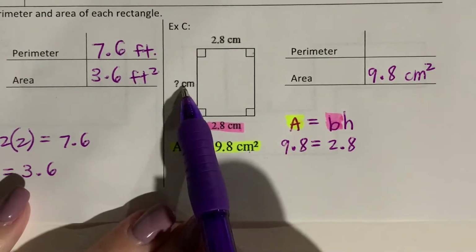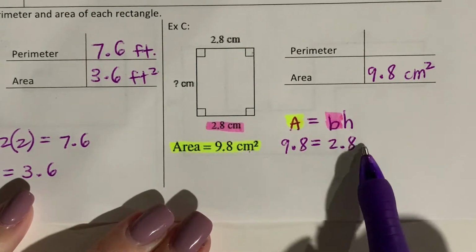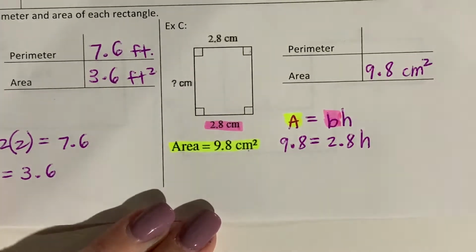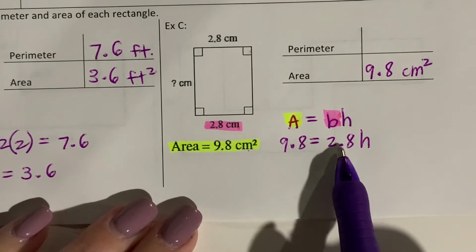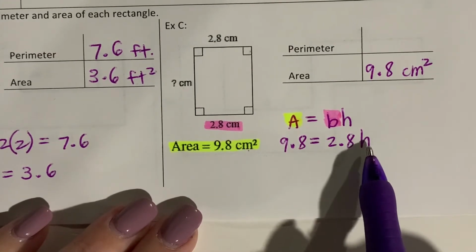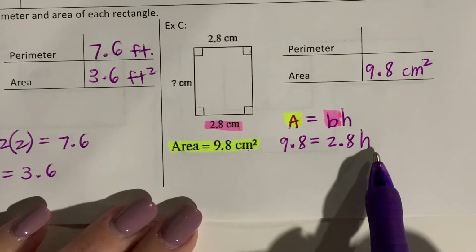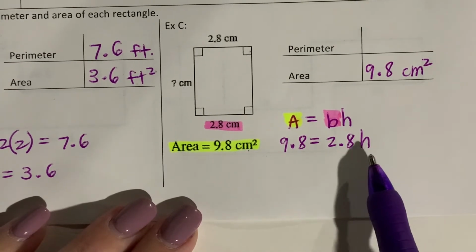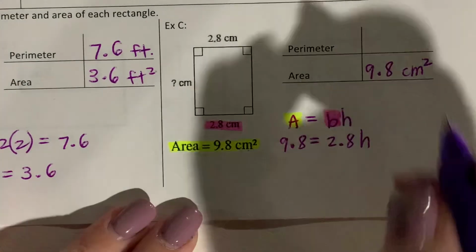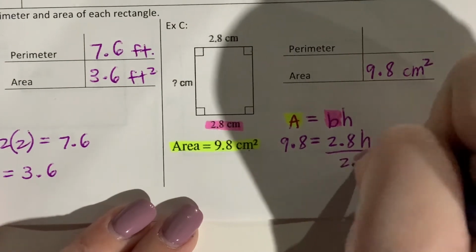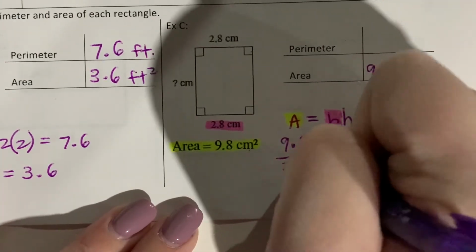to plug in for my base. And I don't know my height. That's what I'm trying to find. So I could say question mark, or I'm going to say H for height. So here's my equation. My area is equal to my base of 2.8 times my height, and I need to find my height. So notice H is the variable that I'm solving for in this equation. And this is a really quick one-step equation. If I want to isolate H or get H by itself, this is 2.8 times H. So to undo that, I would need to divide by 2.8 on both sides.